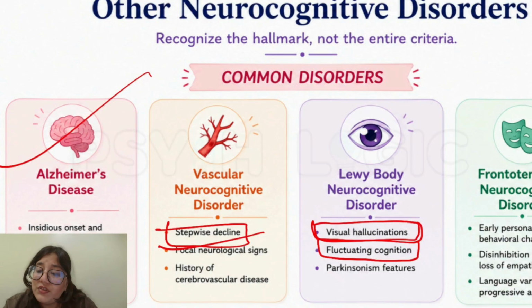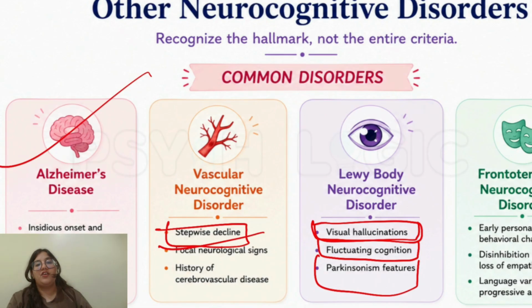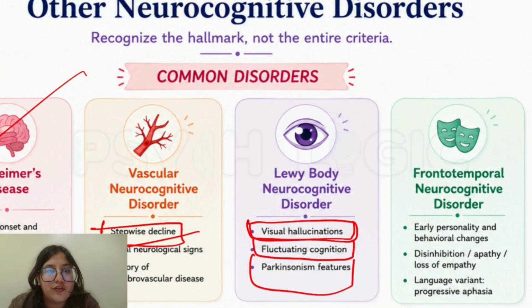So the cognitive performance fluctuates much more than Alzheimer's. And there is also Parkinsonism features. Parkinsonism means features like Parkinson's disease: slowed movements, muscle rigidity, shuffling gait, tremors. Okay. Then we have frontotemporal neurocognitive disorder, FTD.